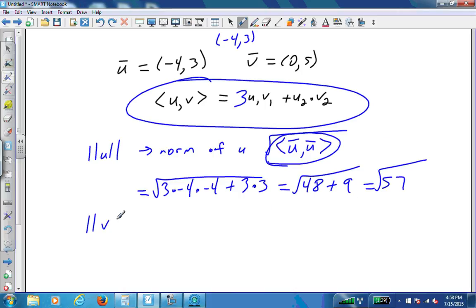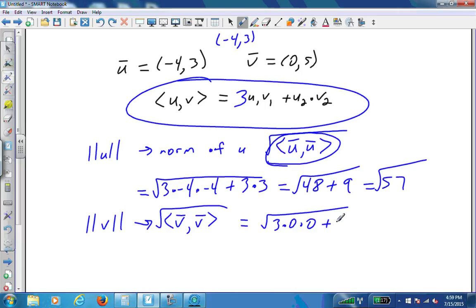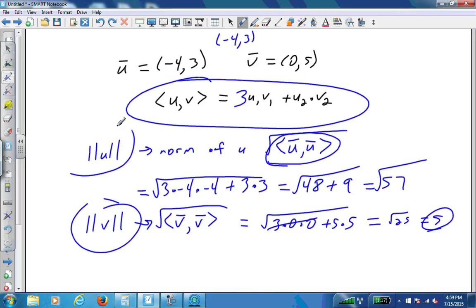If we want the norm of v, we take v with itself and take the square root. So if we let both of these be v's, it's 3 times v1 times v1 plus v2 times v2. So that's 0 plus 25, so the square root of 25, or 5. So that's the norm of v. So the norm of u, square root of 57, the norm of v, 5.